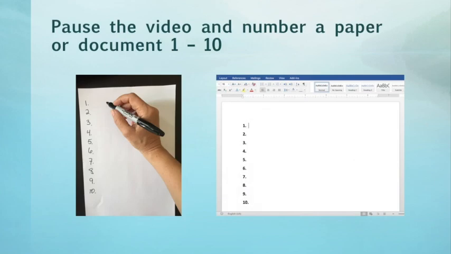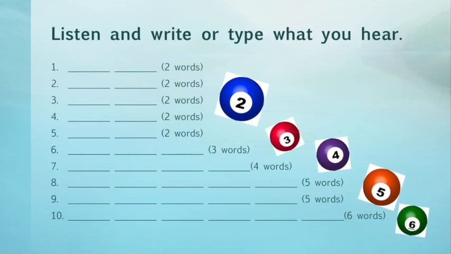To help you hear how a final D can change to a B, I'm going to say 10 phrases. Please write what I say. Pause the video and number a paper or document 1 through 10 if you need to. Again, listen and write or type what you hear. Each line tells you the number of words in the phrase. I'll say each one fast, then slower, then fast.